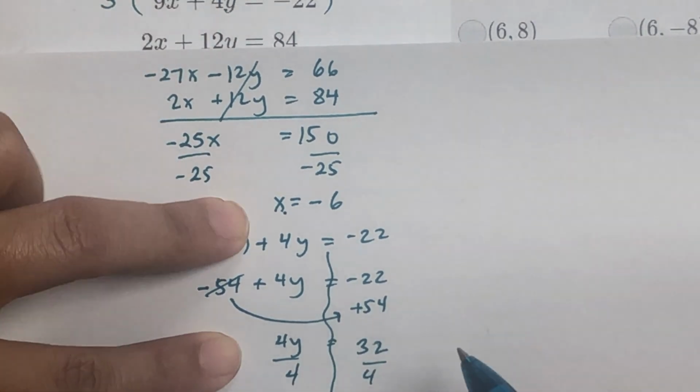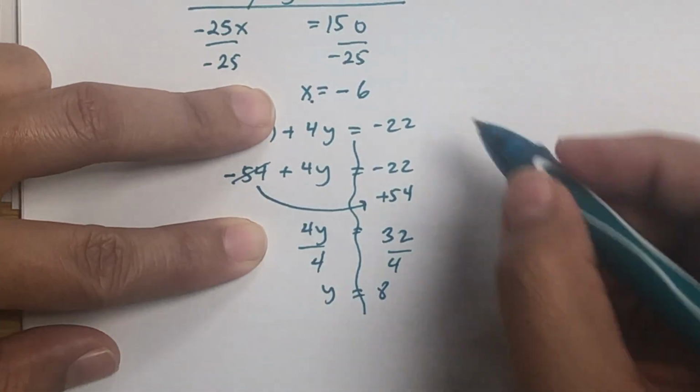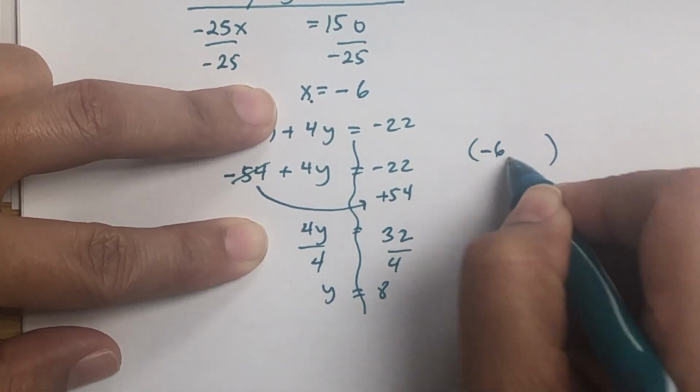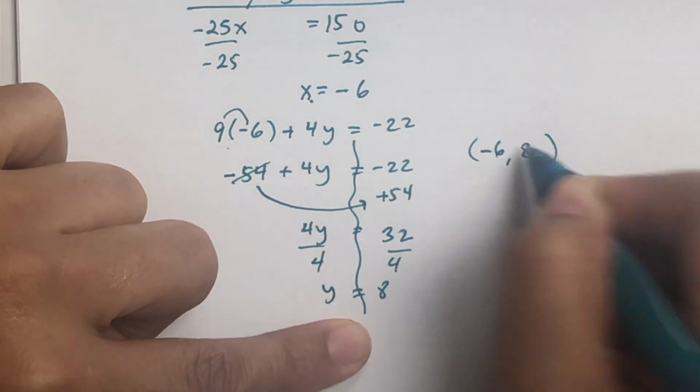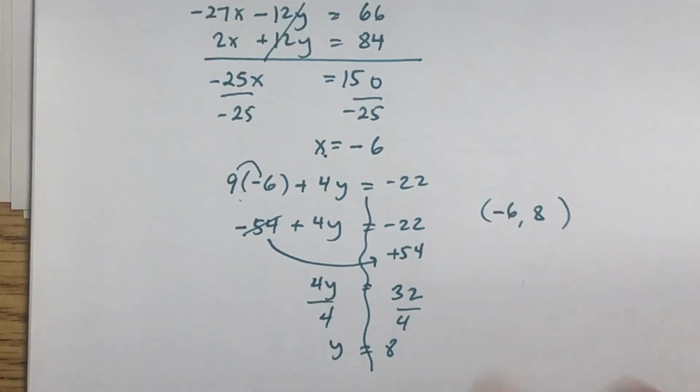Now, you don't leave your answers like this. You have to write them out as a coordinate pair. So you're going to write negative 6 because x comes first and then y. Now, to check it, you plug it into both of them to see if it's a solution.